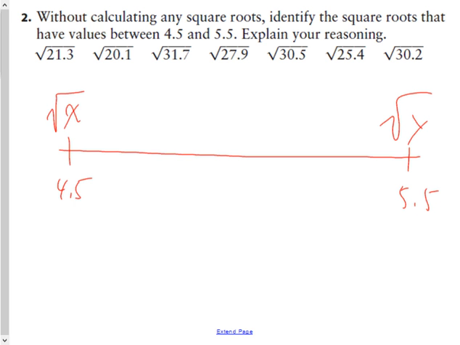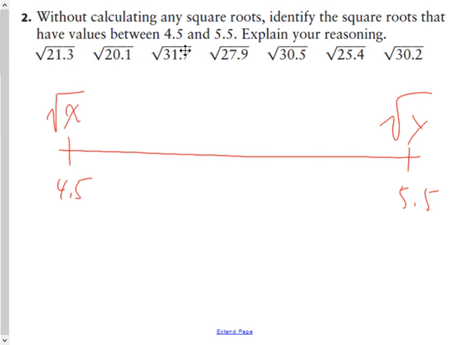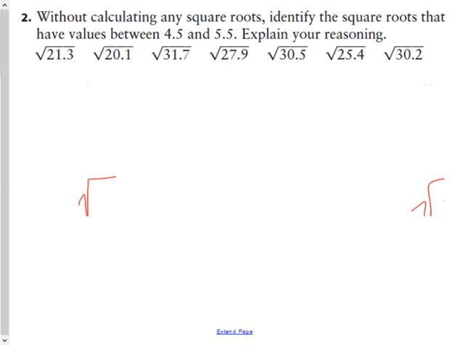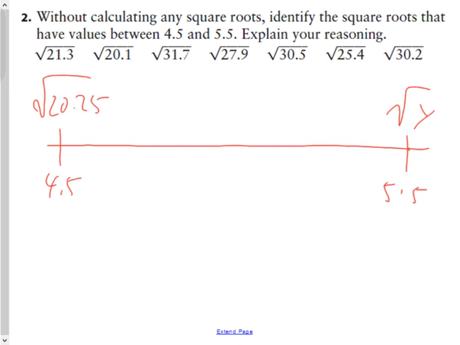I could simply take my calculator and say, what is 4.5 squared, or 4.5 times 4.5? And the answer is 20.25. So what's going on with that now? Therefore, x is 20.25. I'm having technical difficulty, so I just erase that there.